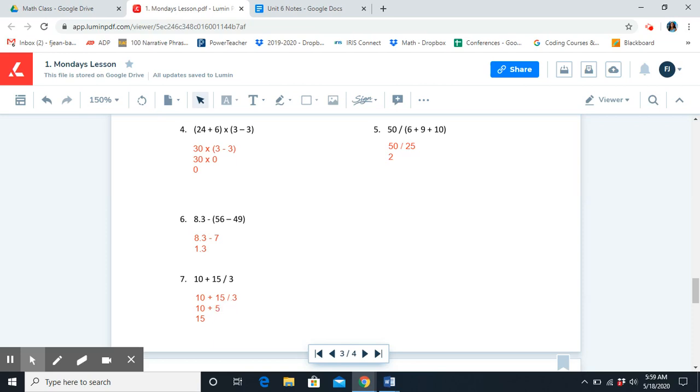15 divided by 3 equals 5. Now we're ready to add. 10 plus 5 equals 15.